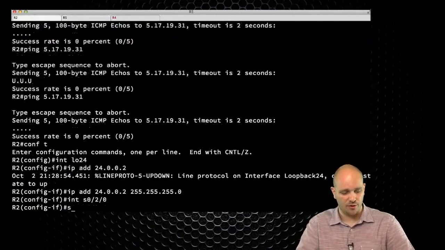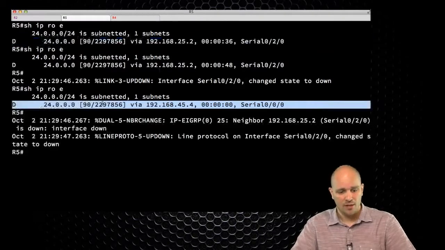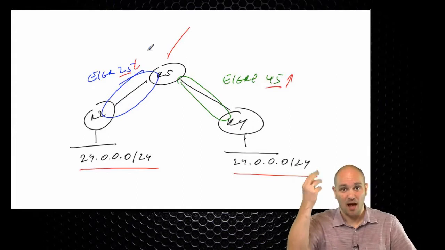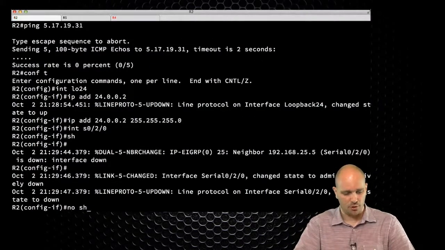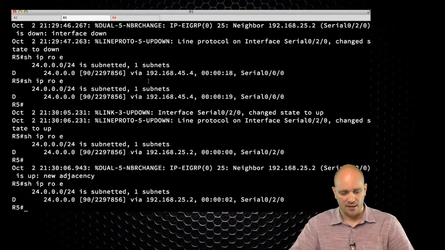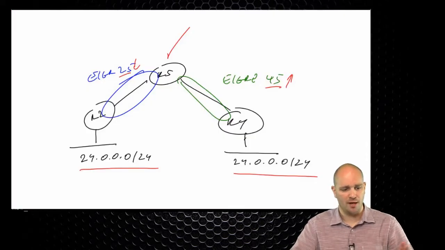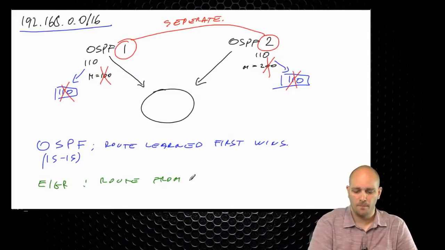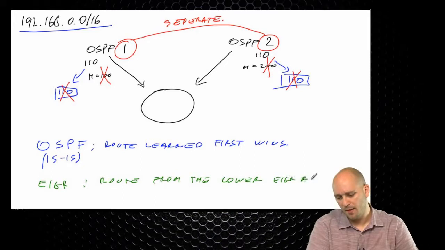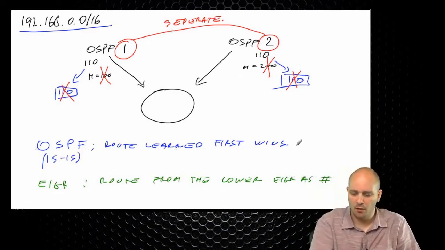If I go to interface serial 0/2/0 and shut it down, here I see that the one from R4 is now in the routing table. Remember, this process here has the higher value than this process here, so it's the higher AS value. If I bring that interface back up, no shutdown, when the interface comes up, there it is, in EIGRP I can see that R5 now prefers the route from R2. So to answer my own doubt here, it will be the route from the lower EIGRP AS number.